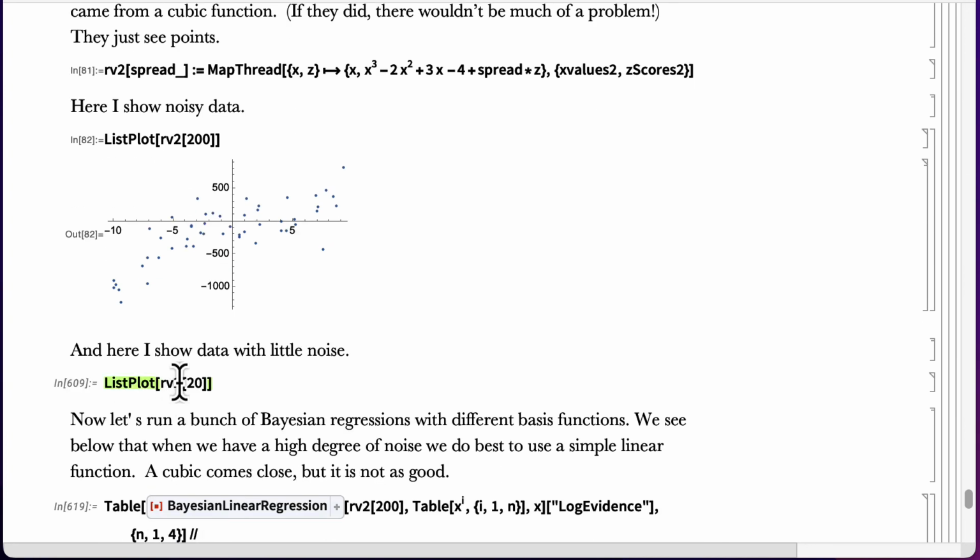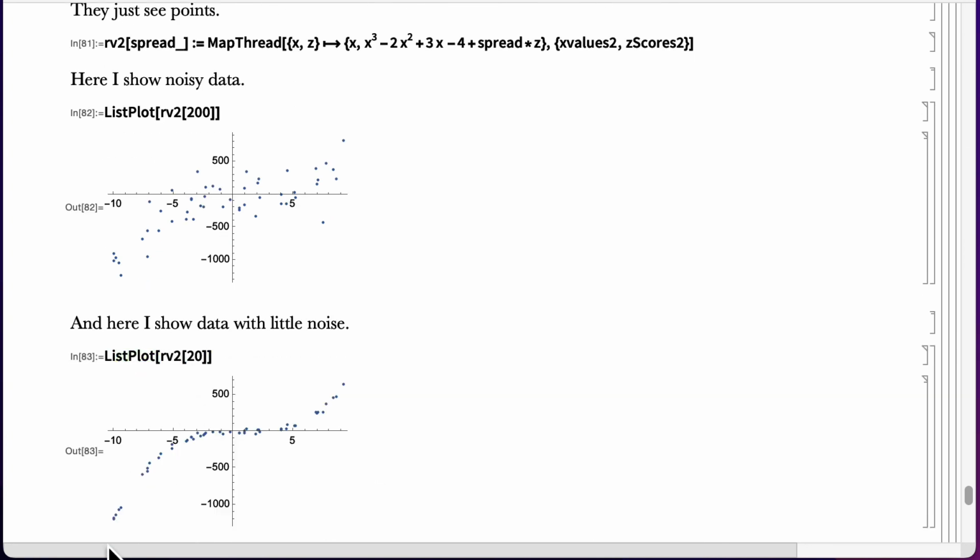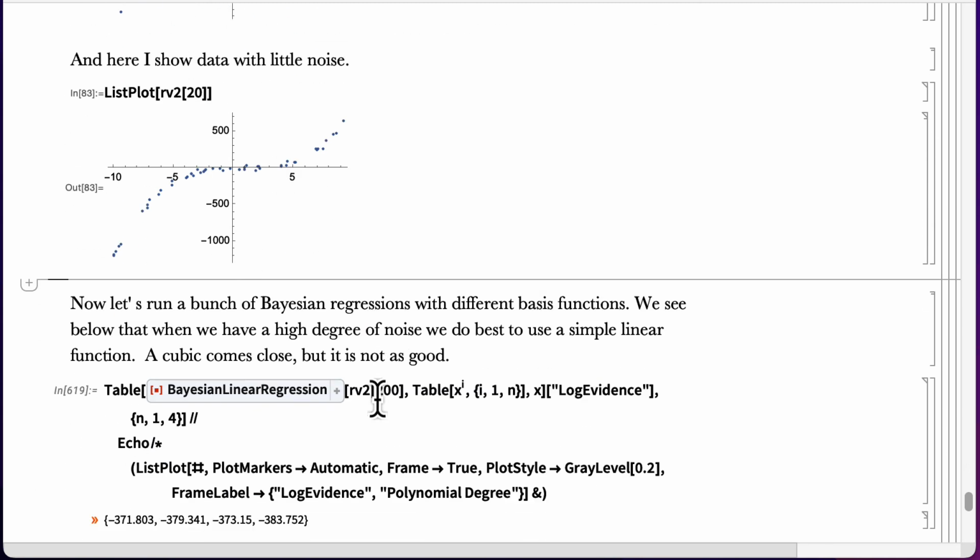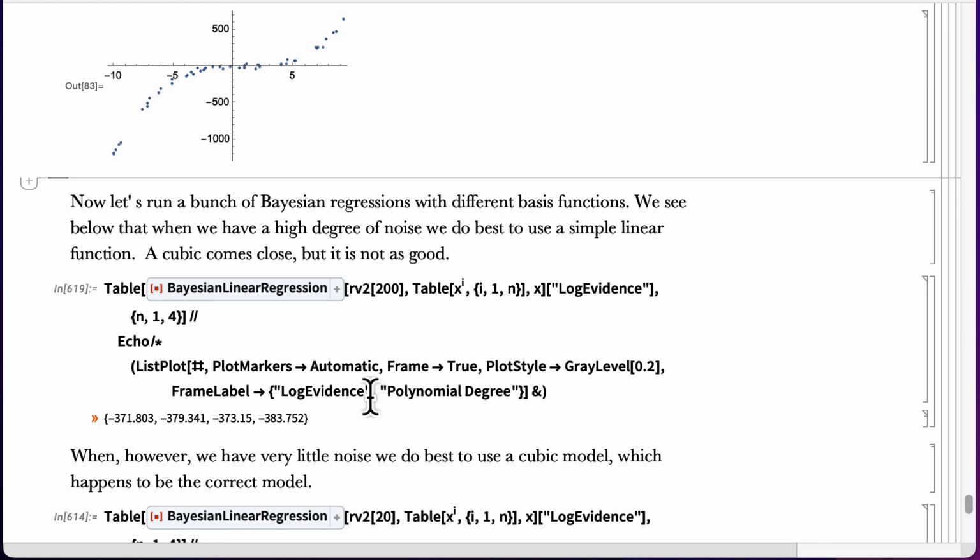And what if the data doesn't have much noise? It's just 20. Okay, so the question is, what does Bayesian regression suggest for basis functions if the data looks like this? And what does Bayesian regression suggest for basis functions when the data seems kind of tight like this?